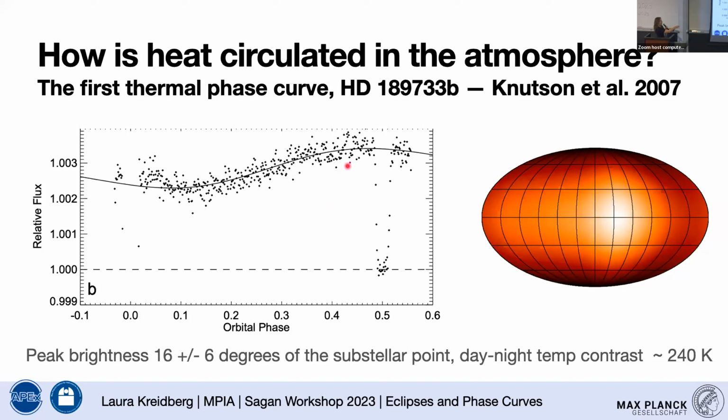Remarkably, though, the peak brightness actually occurs here rather than right at the center of the eclipse. And that suggests that there's actually winds in the atmosphere that are circulating heat eastward. This is something that was predicted by 3D models before it was observed. So we get a win for the modelers on this one.